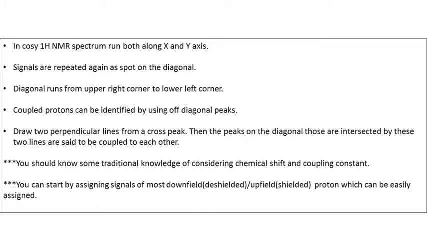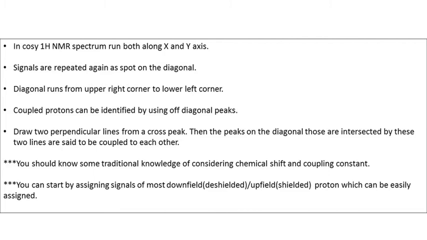So, here in COSY spectroscopy, the H1 NMR spectrum runs both along the x and y axis. Signals are repeated again as a spot on the diagonal. Here the diagonal spots are important. The diagonal runs from upper right corner to lower left corner. And the coupled protons can be identified by using off-diagonal peaks.